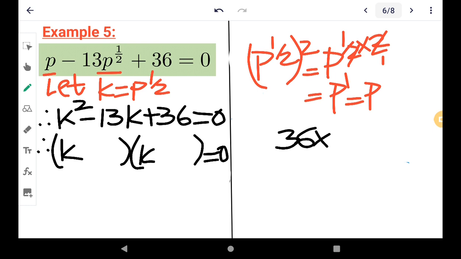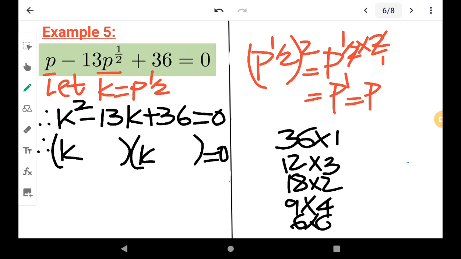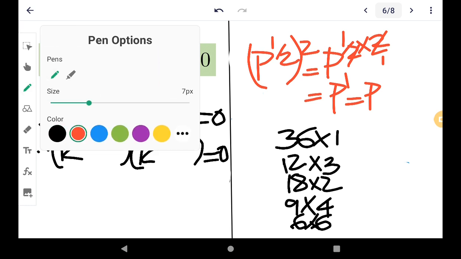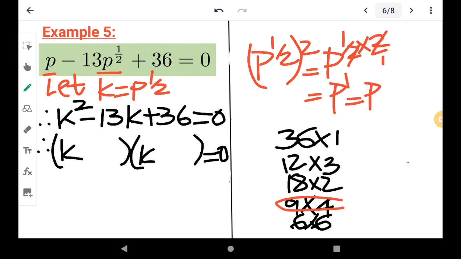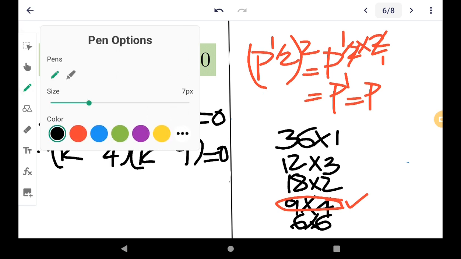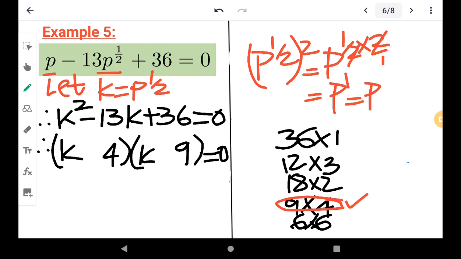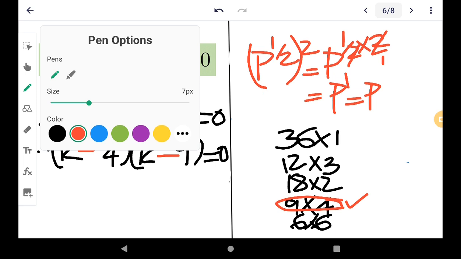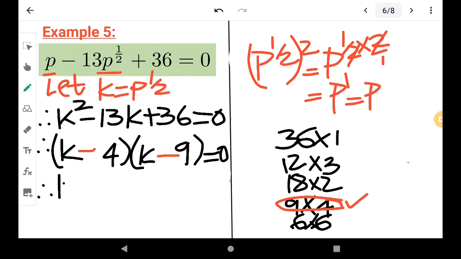Now 36 times 1, okay, we've got 12 times 3. We also have 18 times 2. We have 9 times 4 and 6 times 6. The factor pair that will give us 13 in the middle is 9 times 4. That is the factor pair. So we use that one. We go 9 and 4. Both of them are negative because when we multiply them together, we must get a positive 36. So therefore, you now solve normally.